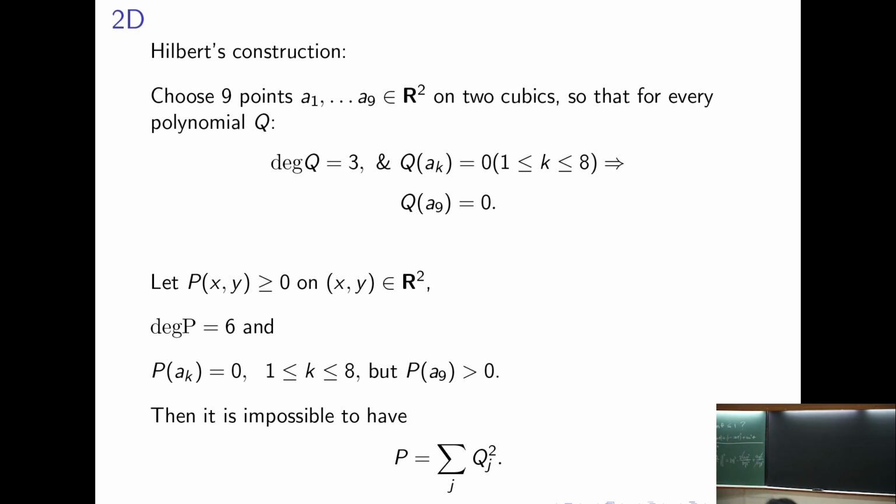And then he argues as follows. Let's consider a polynomial non-negative on the plane, of degree 6, which vanishes at the 8 points, but is strictly positive at the 9th one. Everywhere non-negative. And he argues that this is possible to find. Then, if this is a sum of squares, notice that the degrees of these squares each is 3 or less, and will vanish at the 9th point. So, Hilbert showed it, but there was no example around, believe it or not, for 80 years.